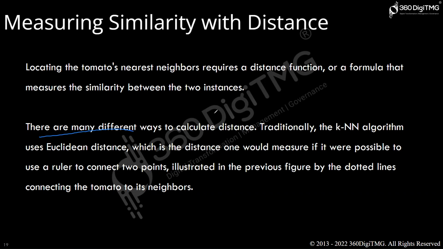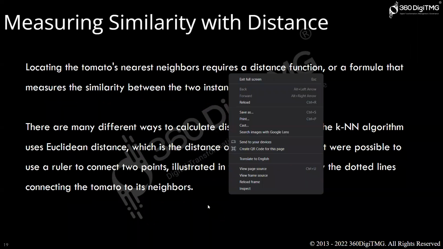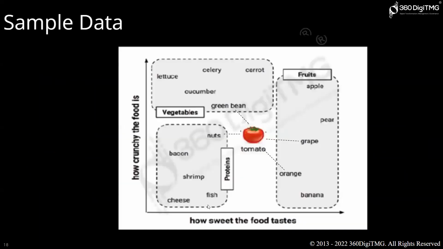In that, what we have seen is Euclidean distance, where we are going to measure between the centroid value and the observed value. Traditionally, the KNN algorithm uses Euclidean distance, which is the distance one would measure if it were possible to connect two points with a ruler. Okay, we are going to connect two points. As illustrated before, we have seen the dotted lines. So let me show you. So here you can see the tomato, which has a distance, and how we are going to calculate that.